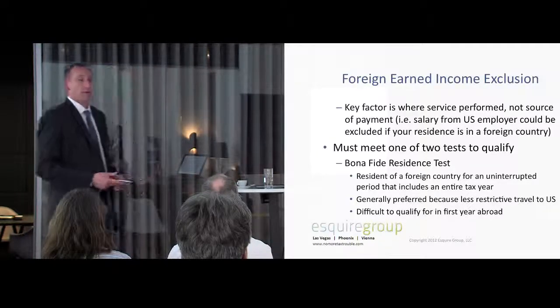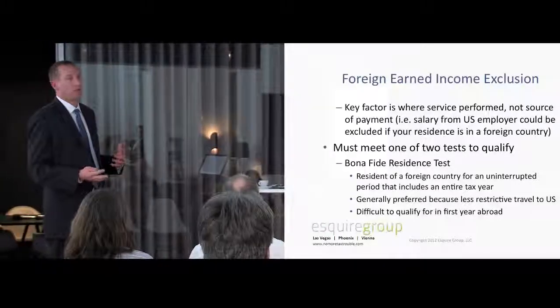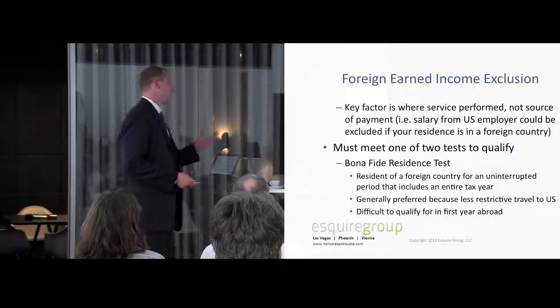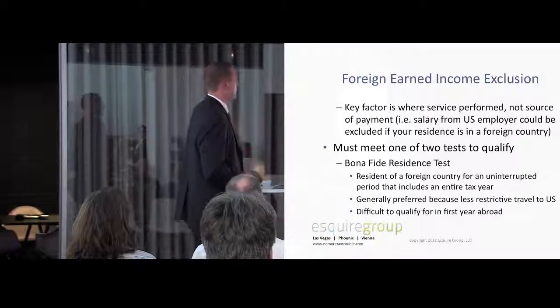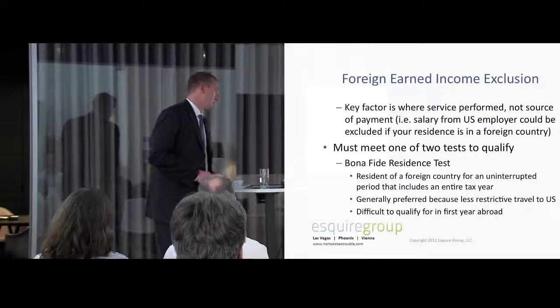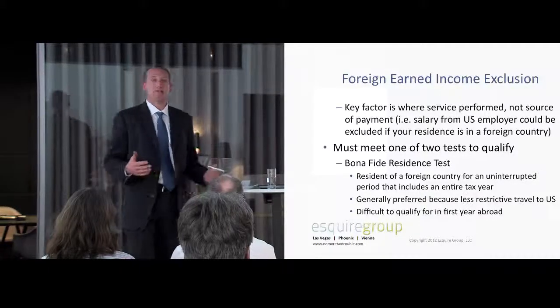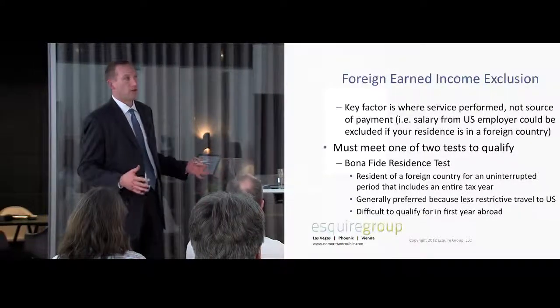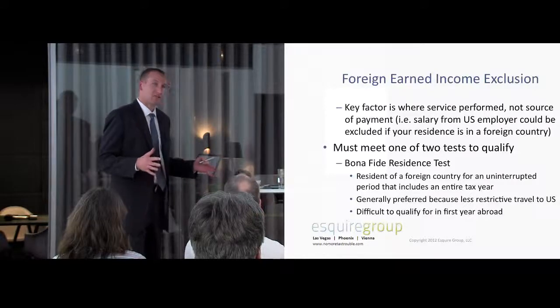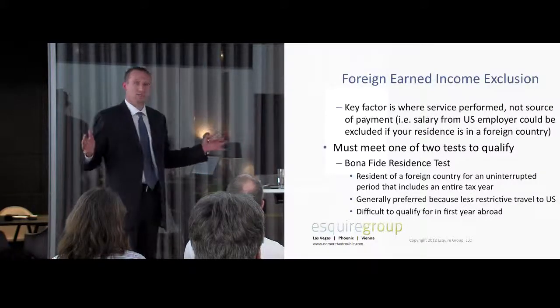So in order to qualify for the foreign earned income exclusion, you have to meet one of two tests. One of them is the bona fide residence test, and the other one is the physical presence test. So the bona fide residence test is basically you have to have lived in a foreign country and have that as your residence for at least 1 year.